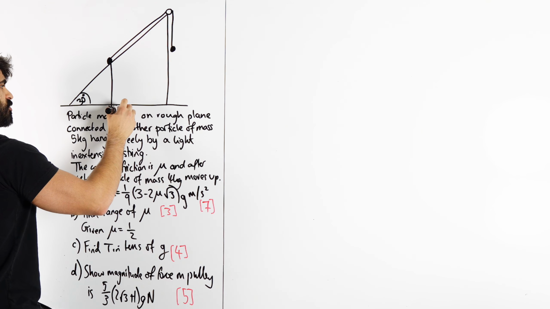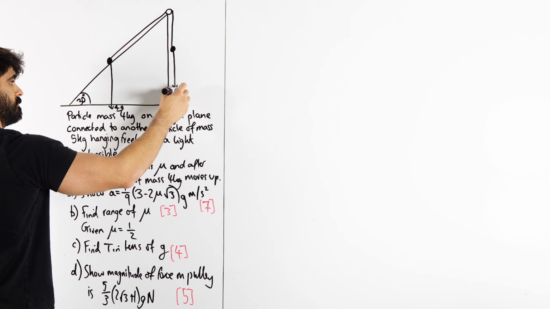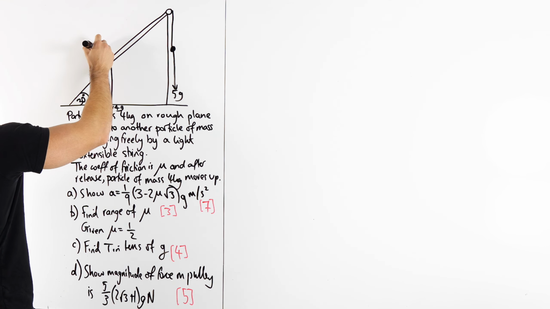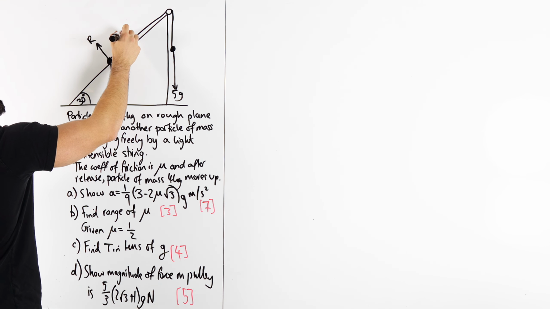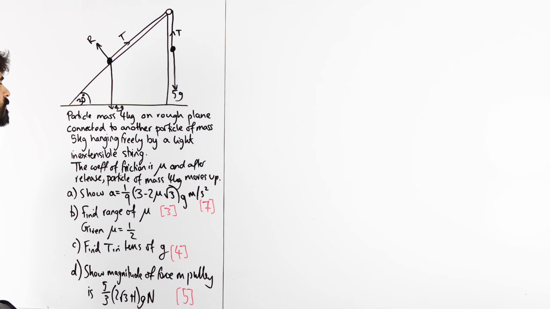So, a mass of 4 kg, down we have 4g. Remember, we draw long lines. And then we have 5g. This thing's resting, so we're going to have a reaction force. And they're connected by some tension. Remember, tension always points away from the particle.